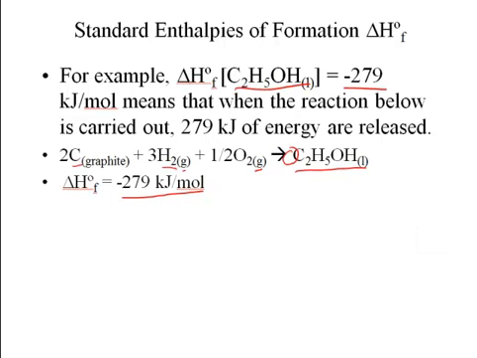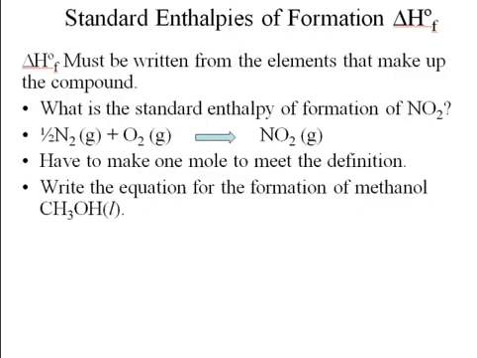And it turns out that we can look at a table and figure out exactly what that would be. So before we do that, though, let's make sure we can write out the reaction. When you write it out, you've got to make sure that whatever compound you're forming, in this case, we're going to be forming NO2, nitrogen dioxide. And what is nitrogen dioxide made of? Well, it's made up of 1 mole of oxygen and 1/2 mole of nitrogen gas. And again, you've got to make 1 mole of the substance.